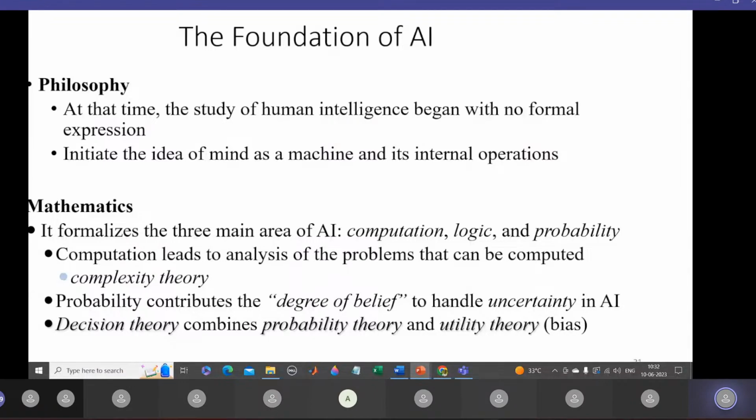Then mathematics. The three main areas of AI are computation, logic, and probability. When you say computation, you can analyze the problem and it can be computed, and complexity is an example there. Probability means the degree of belief, how much you believe that it is right. Whatever uncertainty is there, that is how you are going to handle it. And decision theory combines probability theory and utility theory.